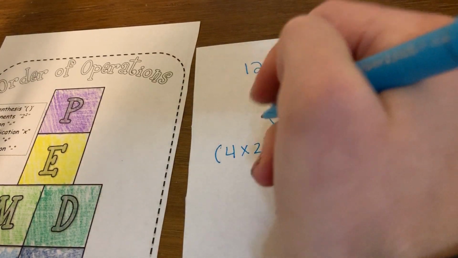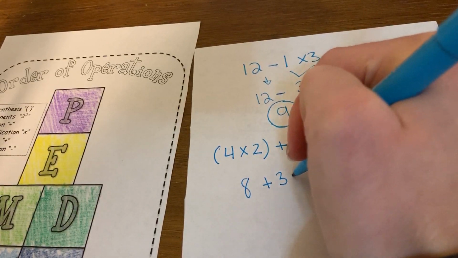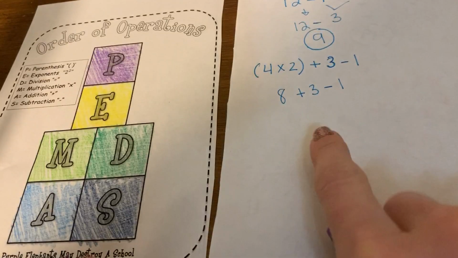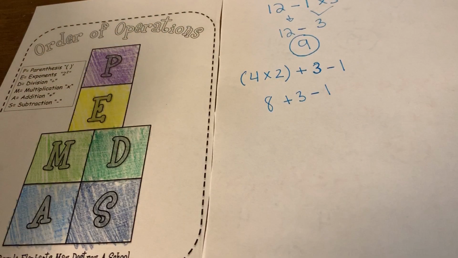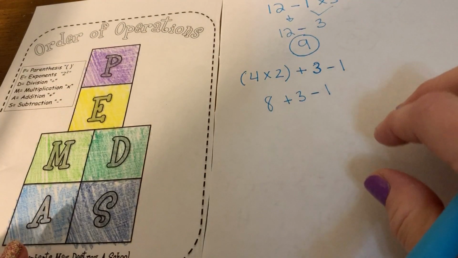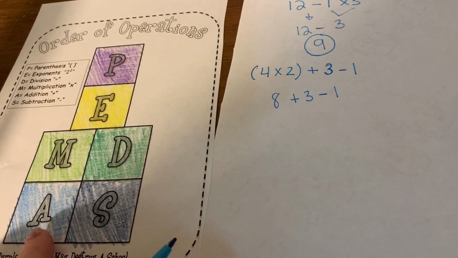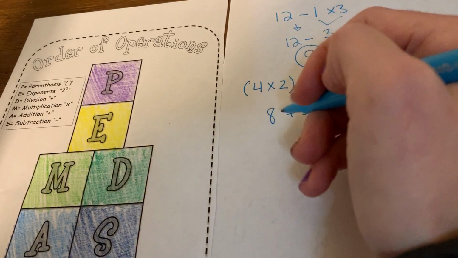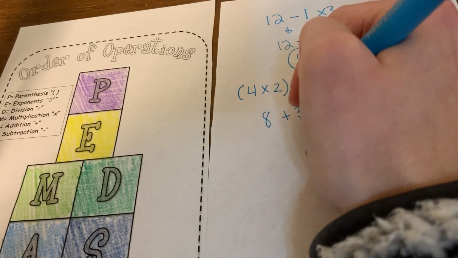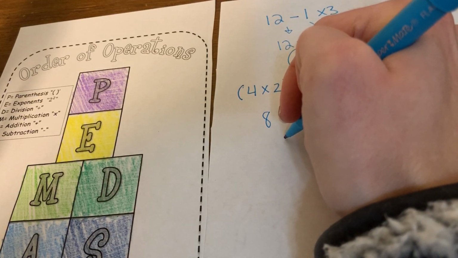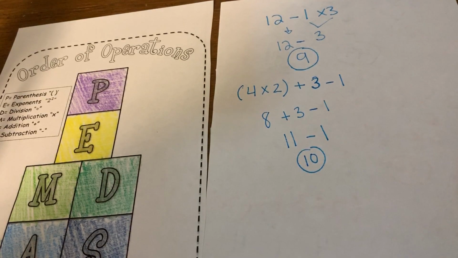All right, so 4 times 2 gives us 8. Then we have plus 3, take away 1. Okay, so we have 2 operations left here. We have adding and subtracting. Well, which one comes first? In this case, we have to take care of the adding first, not because it is listed first here, but because we go from left to right, okay? So we're going to do 8 plus 3, which gives us 11, and then we're going to take away the 1, and we're going to get 10, okay?